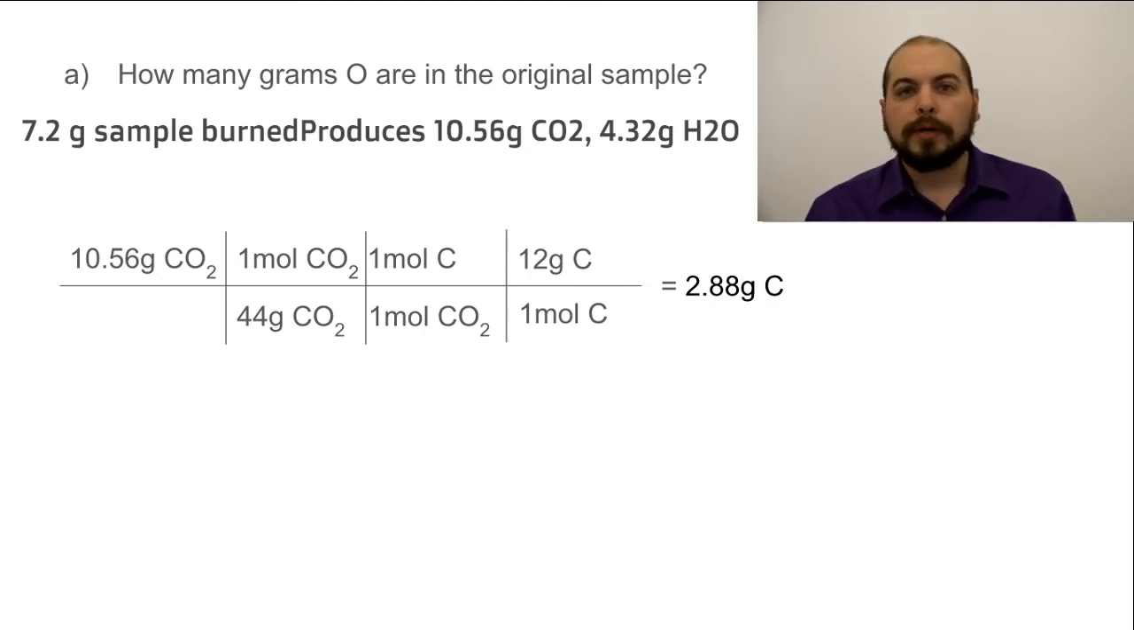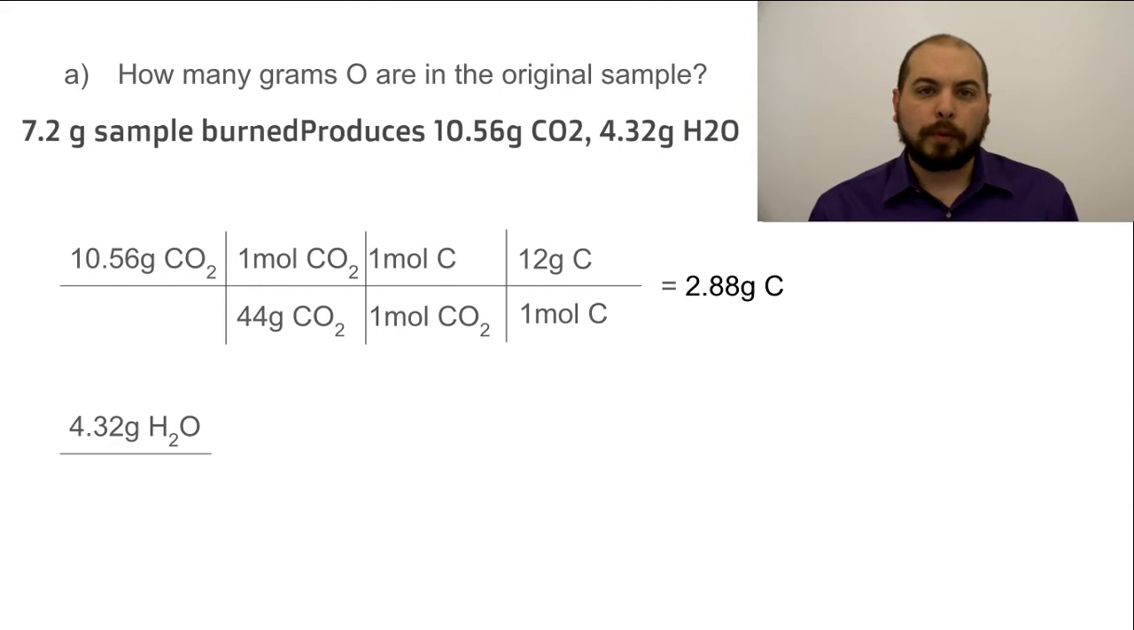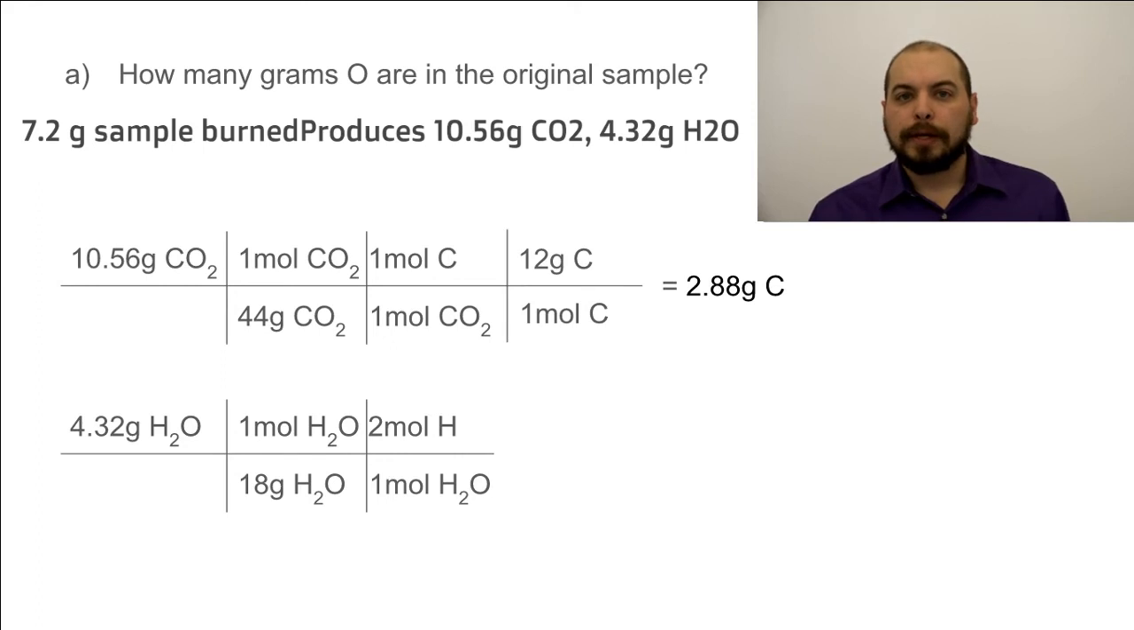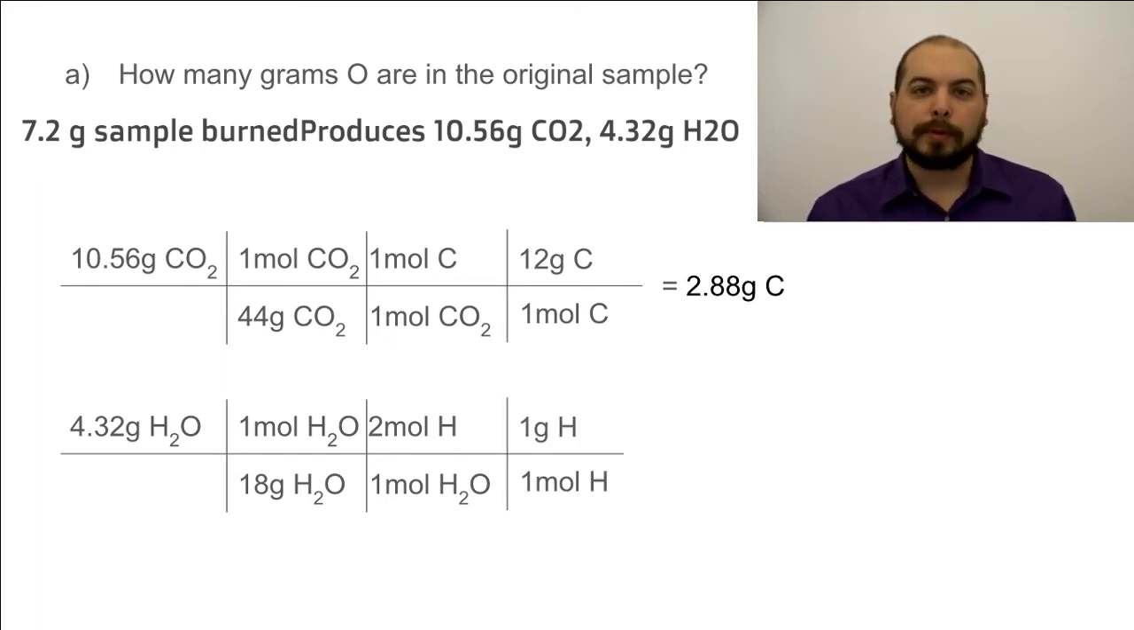For the hydrogen, we're going to do the same thing we did with carbon, but with water, where we start with the fact that we had 4.32 grams of water collected, divide by the molar mass of water, 18 grams per mole, multiply by the mole ratio of hydrogen in water, which is 2 to 1, and then multiply by the molar mass of hydrogen, which is 1 gram per mole, giving us 0.484 grams of hydrogen.